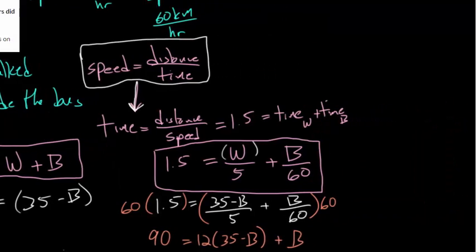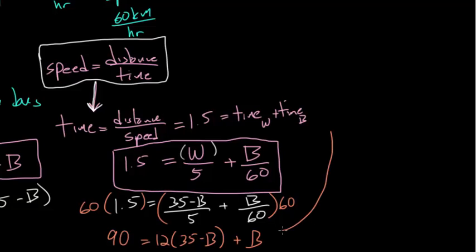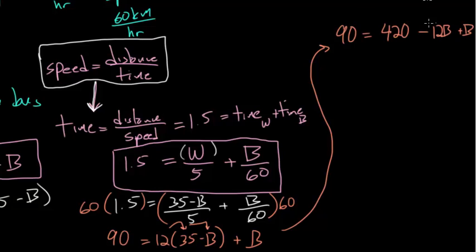Now we need to solve this equation. So let me work up here. So we need to distribute. So 90, the 12 goes into both of these. So 10 times 35 would be 350. 2 times 35 is 70. So 350 plus 70 would be 420. And then minus 12 times B, or 12B, and plus B. So let's simplify. We get 90 is 420 minus 11B.